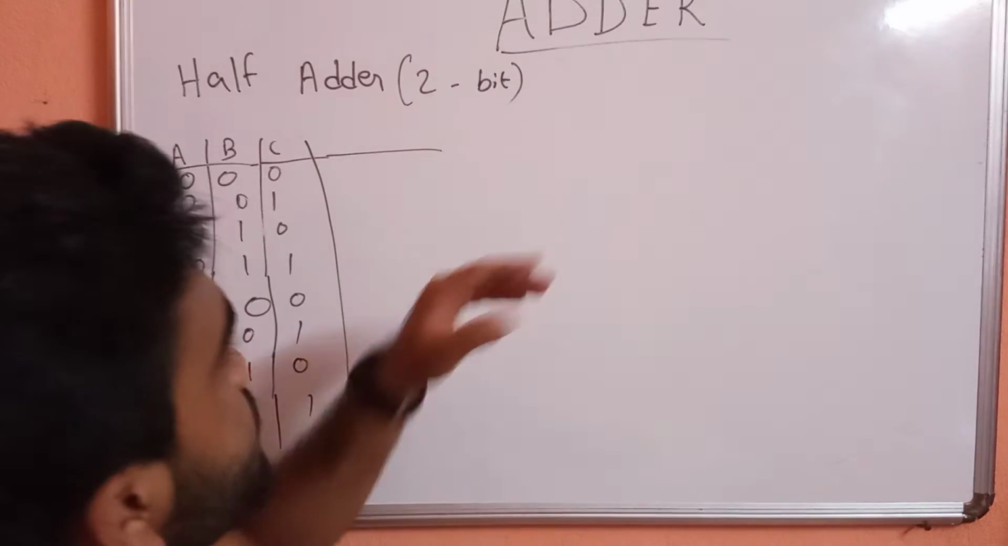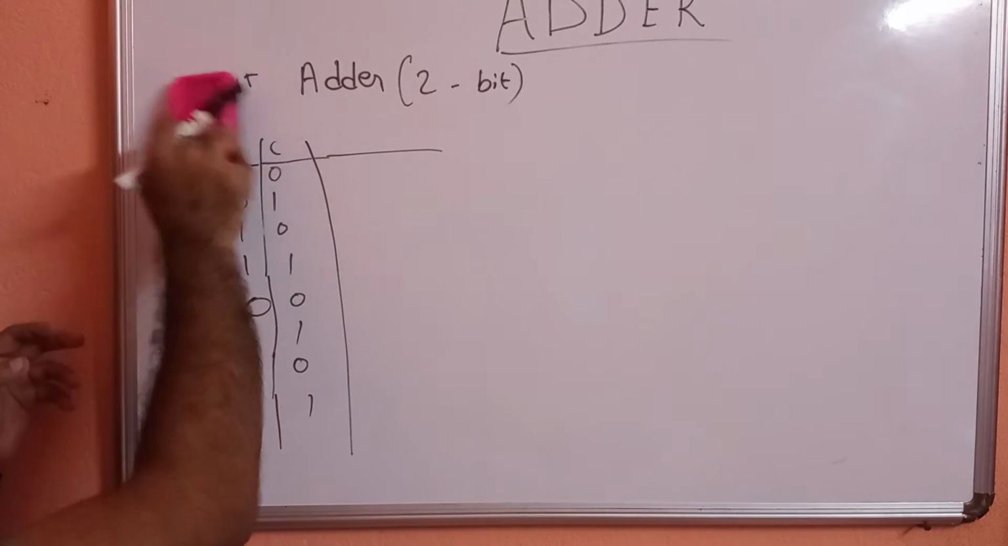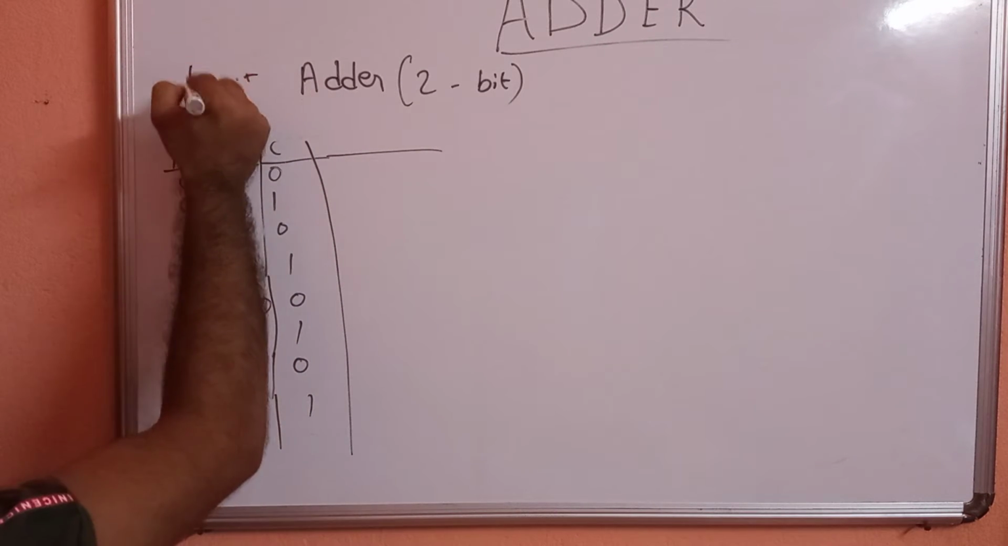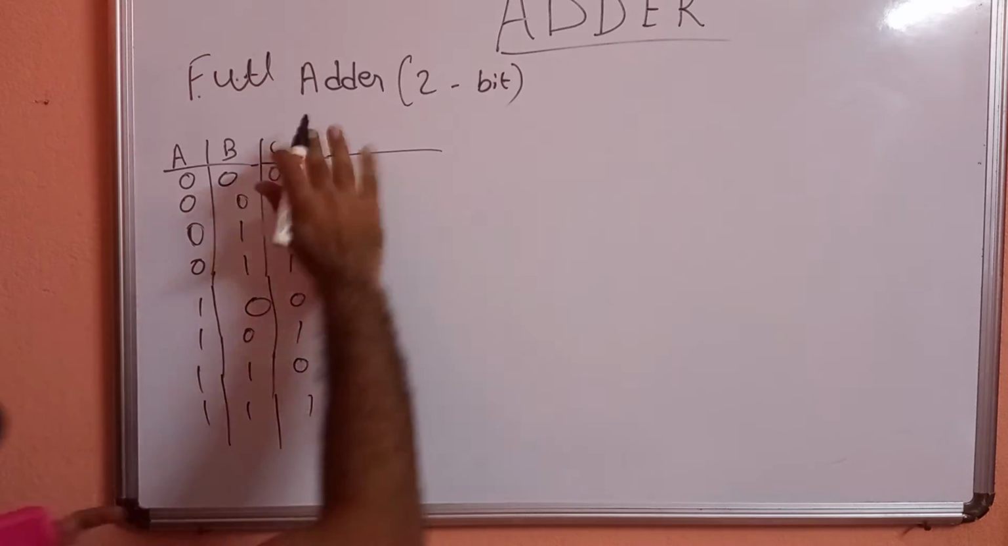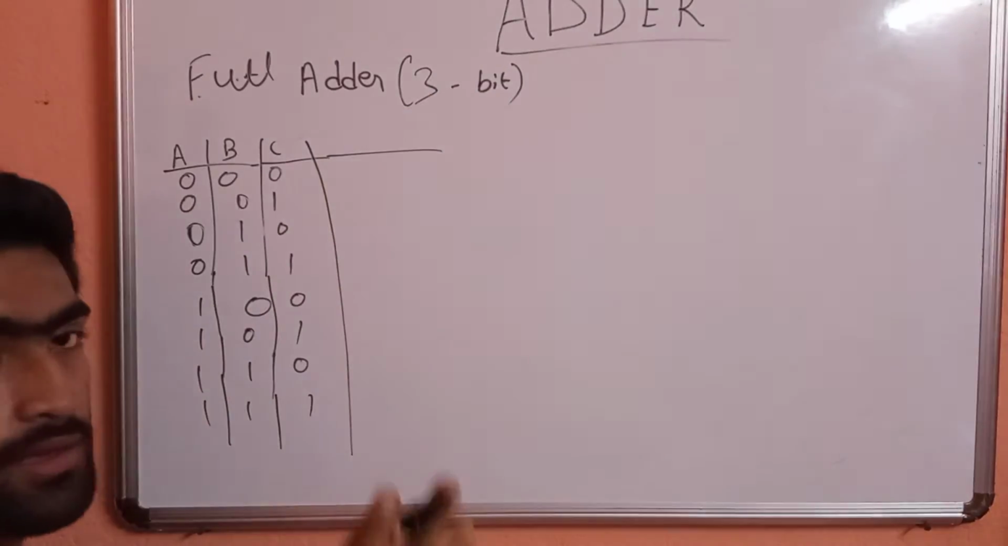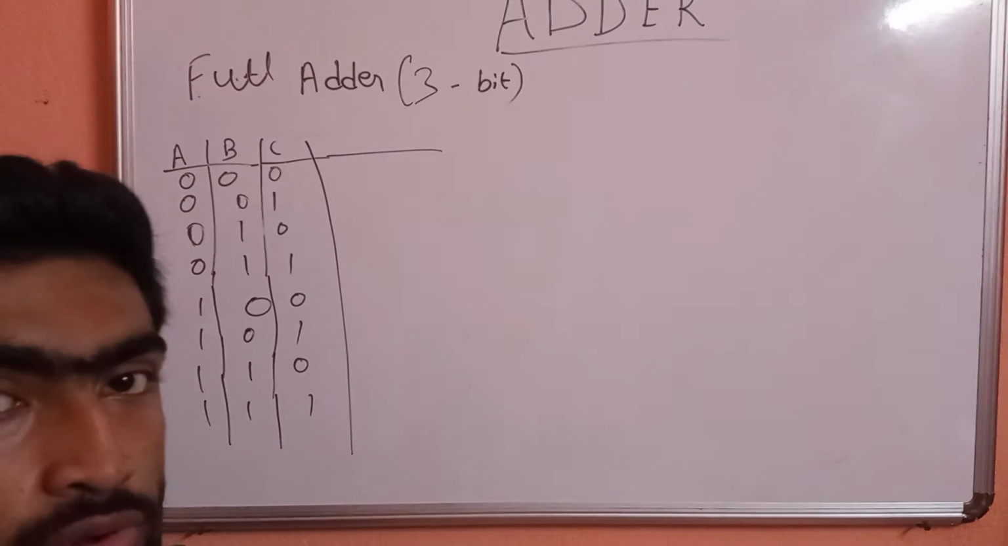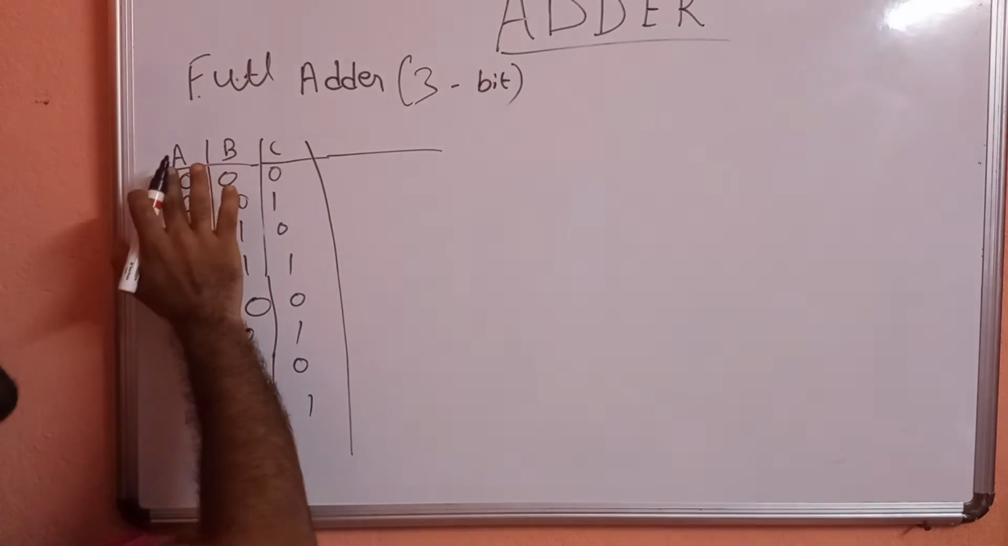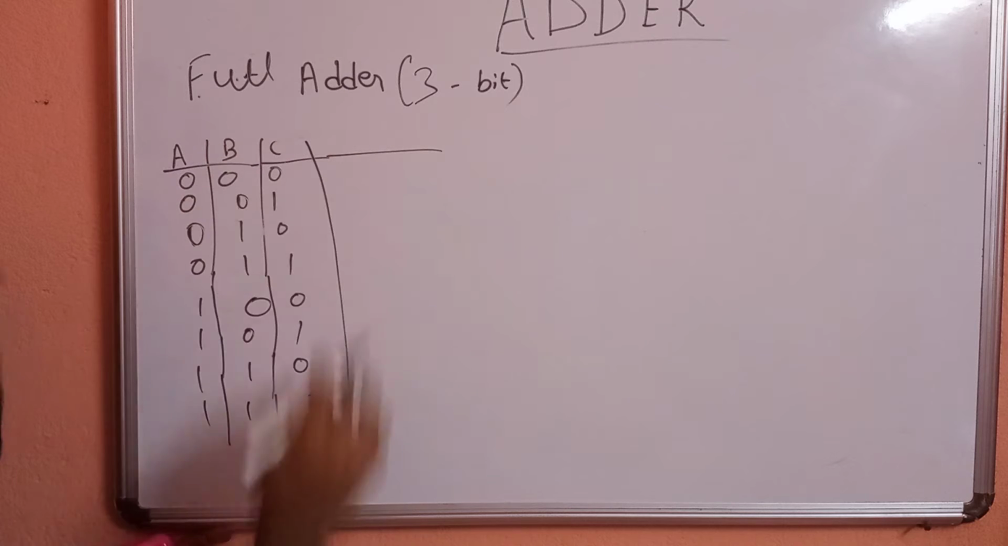Now in full adder, this will be full adder. Okay. Now we will understand the full adder. Full adder is a 3-bit adder. Okay. Half adder was a 2-bit adder. I showed you, A and B were the only inputs. Now in full adder, it is a 3-bit adder. A, B and C are the inputs.